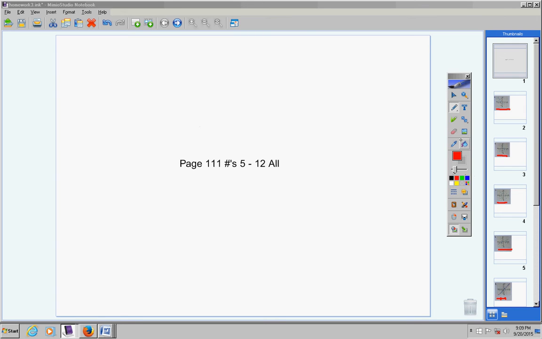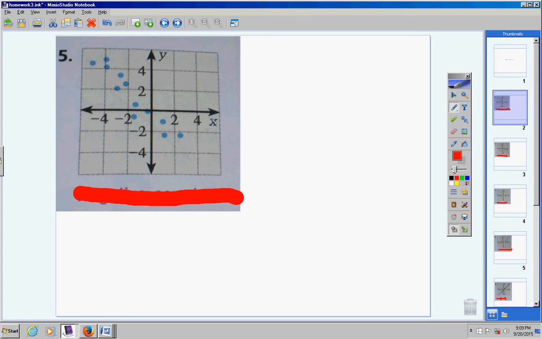This will be probably one of the shortest homework assignments you'll have all year, which is fine. We'll definitely have more difficult ones throughout the year also. So here we go. The first four are pretty simple. The directions say to tell whether there is a negative, positive, or no correlation.